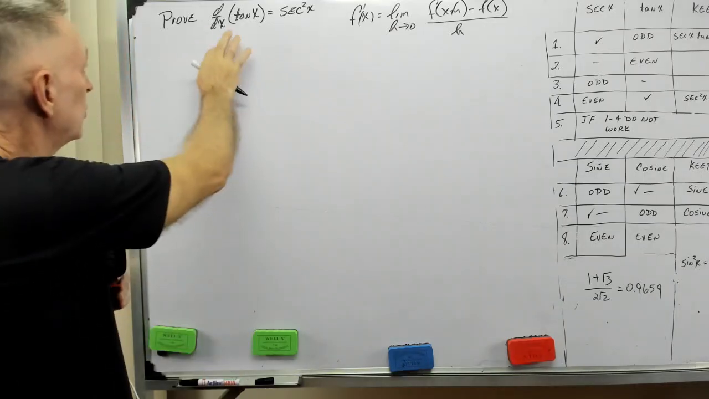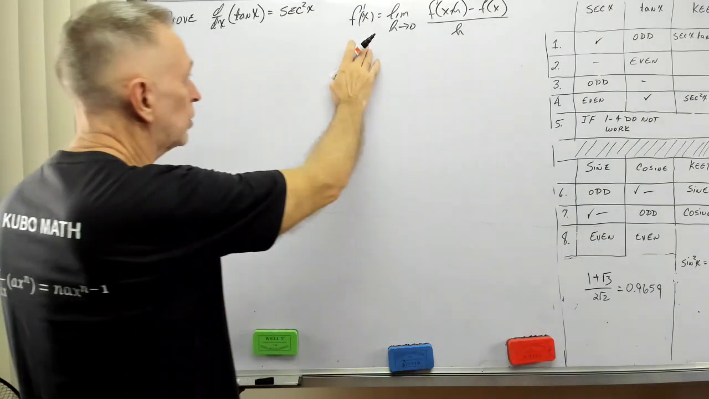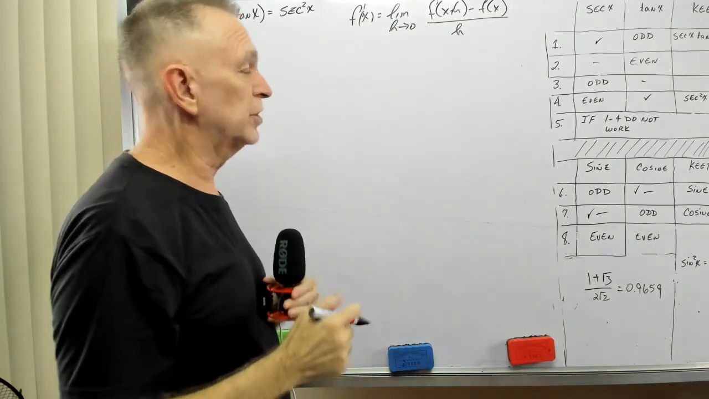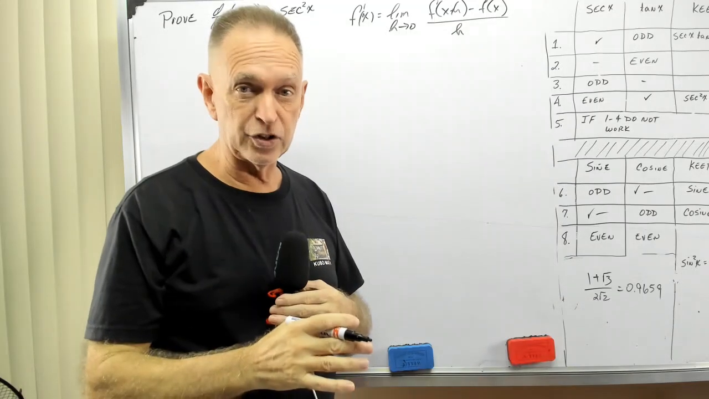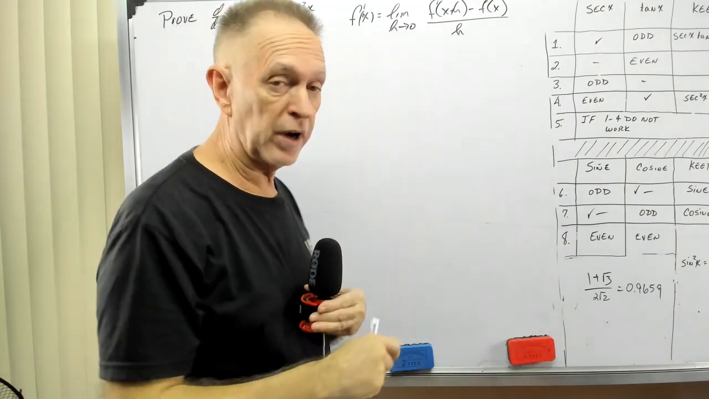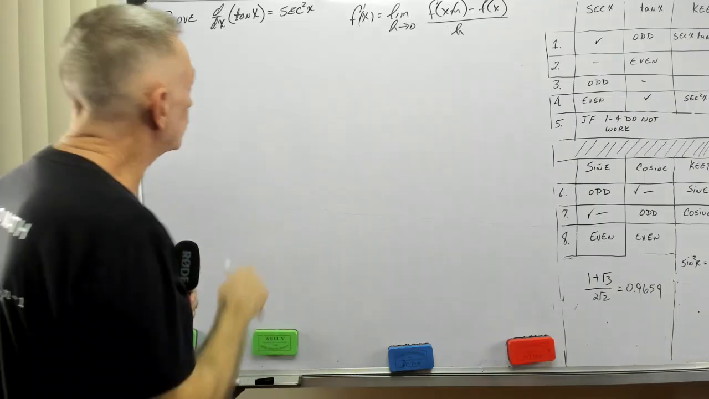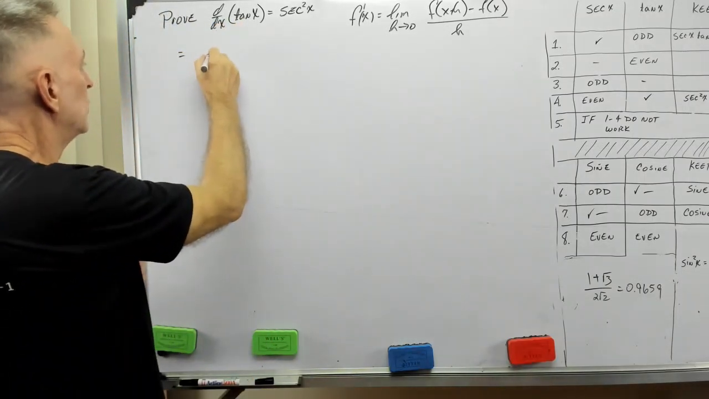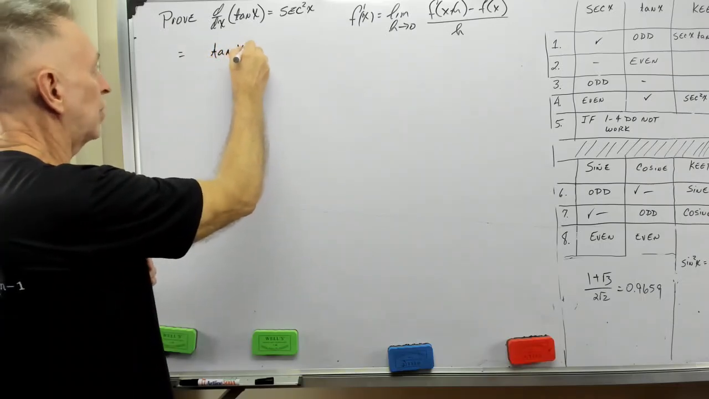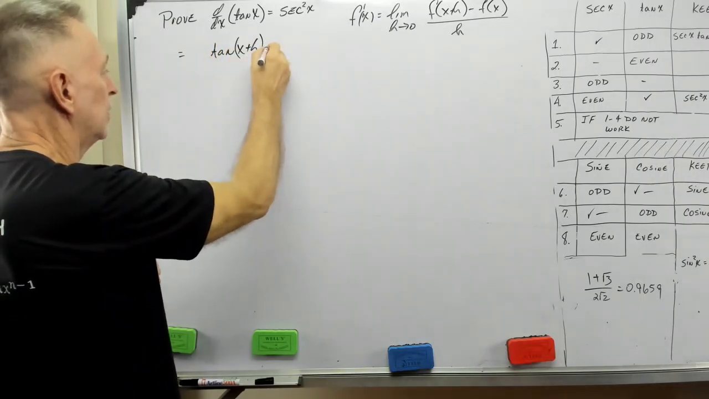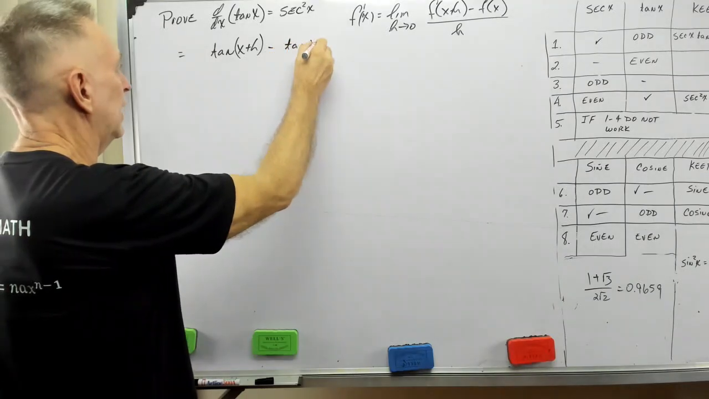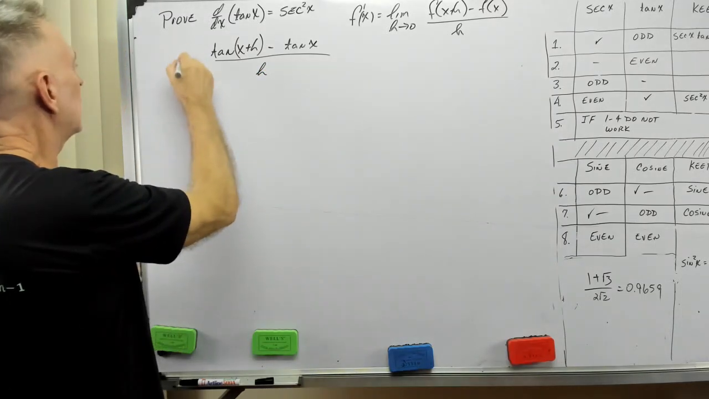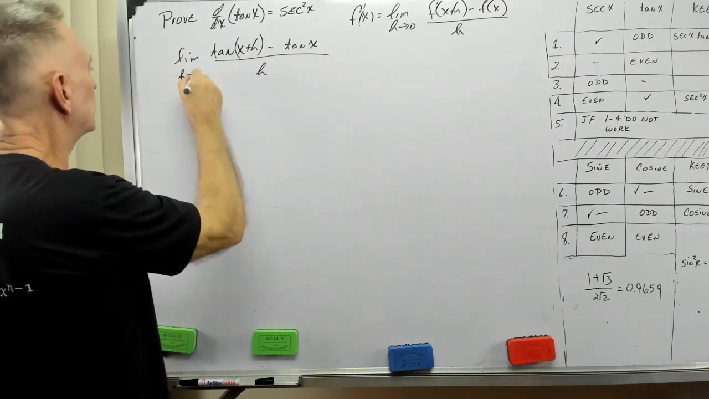Okay, so we're proving this right here. You'll recall that a derivative using a limit is the limit as h approaches 0 of f of x plus h minus f of x, all over h. So we're going to use that on this one. That would equal tangent of x plus h minus tangent x, all over h, and that is the limit as h approaches 0.